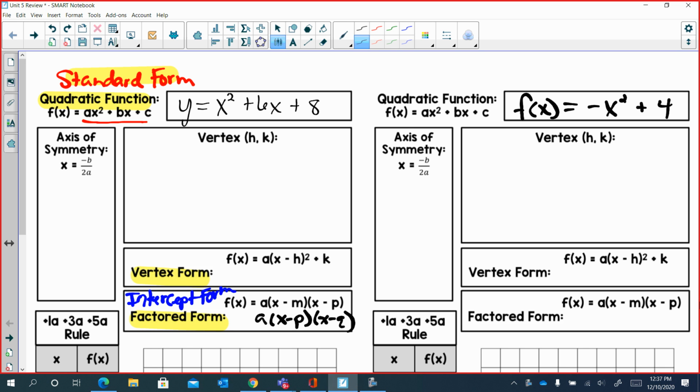So the first thing is, one of the things I'm going to ask you to do is be able to pull the parts out of each form. The A, the B, the C, the A, the H, the K, the A, the P, the Q, or the M and the Q, okay?